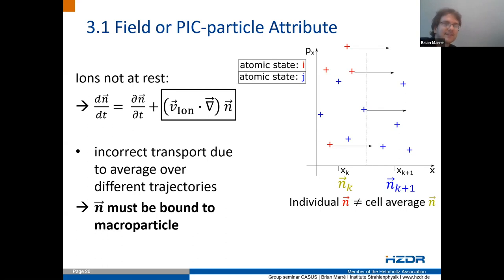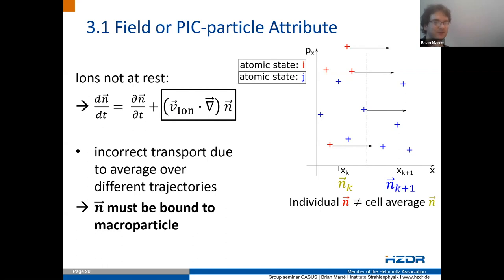Simply due to the fact that if you want to look at the actual change of your atomic state population distribution, the time derivative of this has two parts. The first one is your local time derivative, which we can somewhat easily simulate, but you also have the more difficult version, which is the change of your atomic state population due to drift or simply movement of your ions inside your plasma.